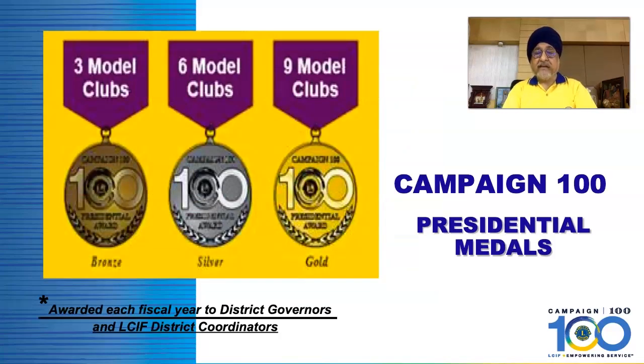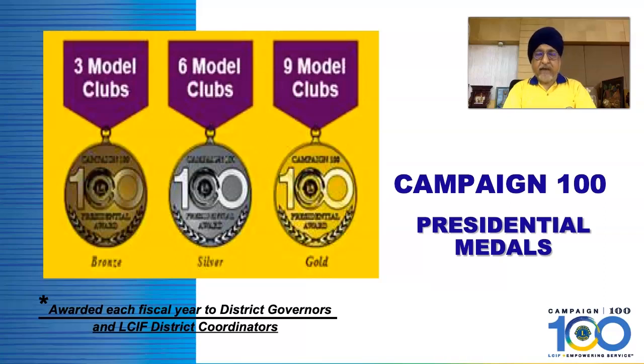And this year, a special award has been declared, the Campaign 100 presidential medals. This is a challenge for the district governor and the LCIF district coordinator. Both of them are eligible. If 3 new model clubs are placed this year, the bronze presidential medal will come. For 6 model clubs, the silver presidential medal will go to the district governor and the LCIF district coordinator. And for 9 model clubs, the gold presidential medal will be awarded to both leaders. So take the challenge and get the presidential medal.